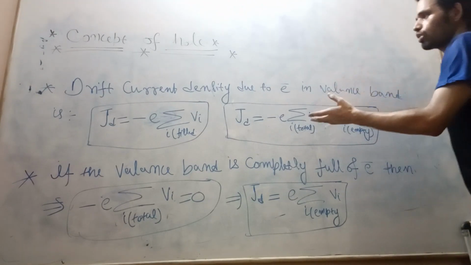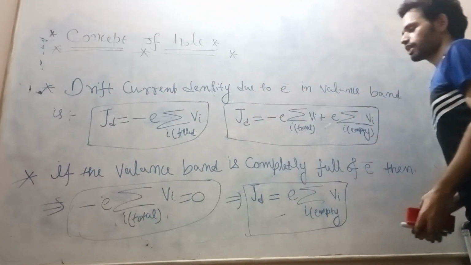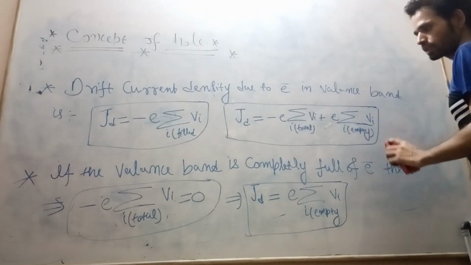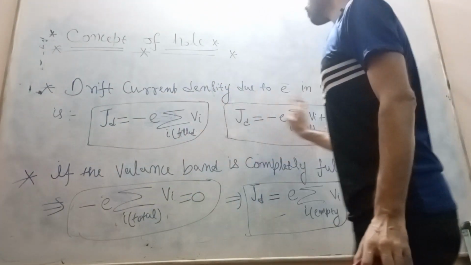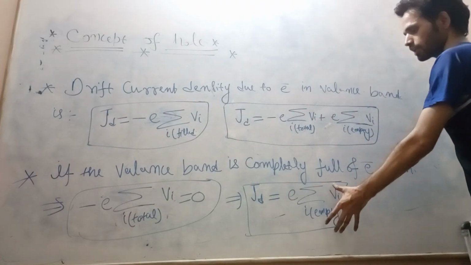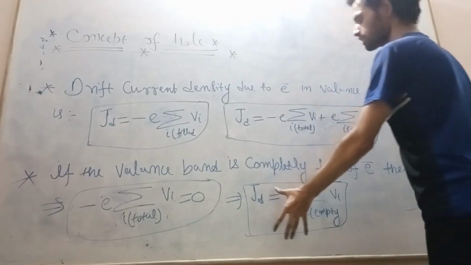which implies the movement of a hole. Exactly, the movement of a hole will give rise to what? Drift current density in the valence band. So therefore, let us see this. Note it down. Then we will see the consequence of this and what exactly it is indicating.